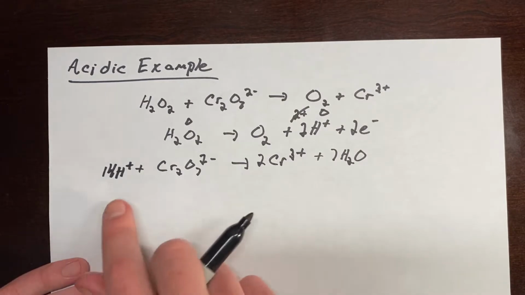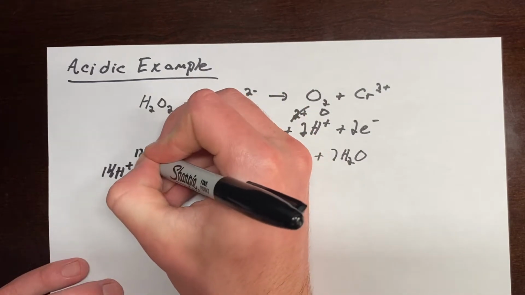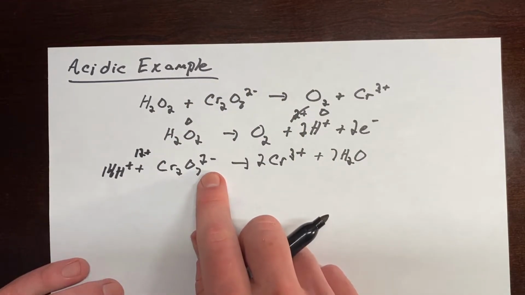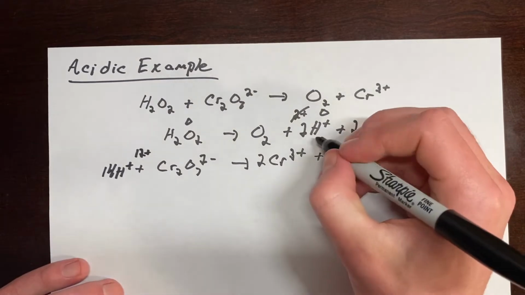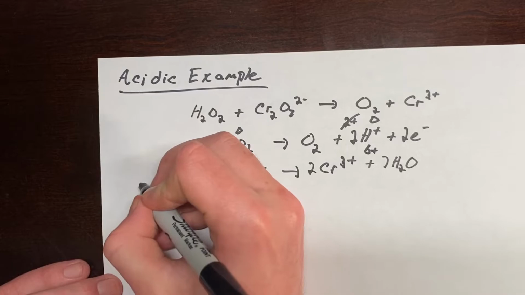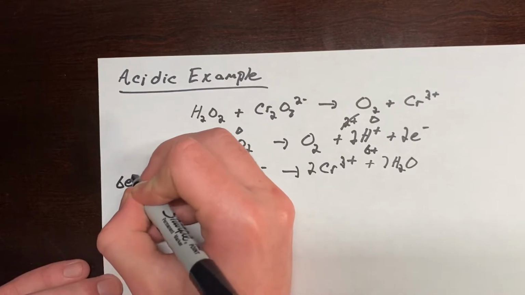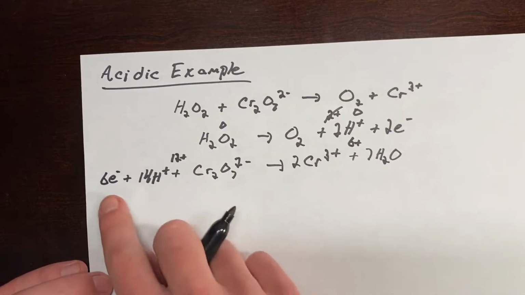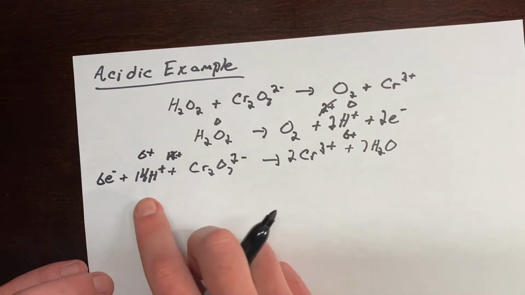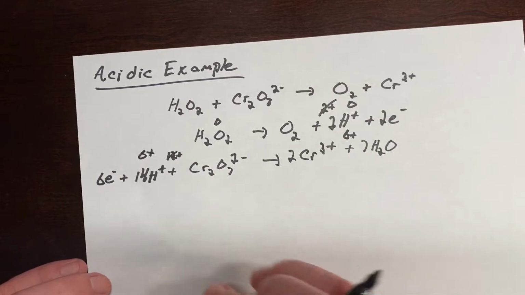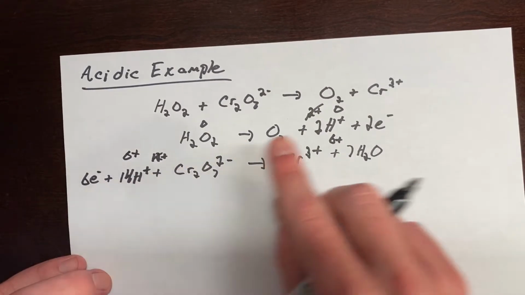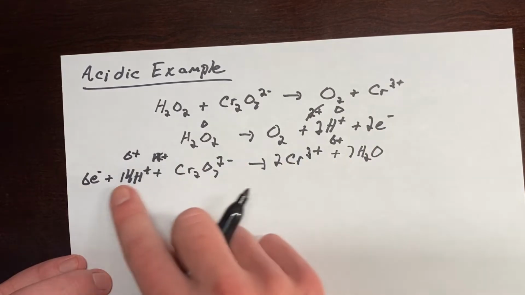But now the problem is we have 12+ charge over here, 14 plus 2 minus, and only 6+ over here. So we're going to want to add 6 electrons over here to make sure we can cancel it off. And now we have 6+ over here, 6+ over there. So we have equal charges and equal elements on both sides. But now we need to have equal electrons on both sides.